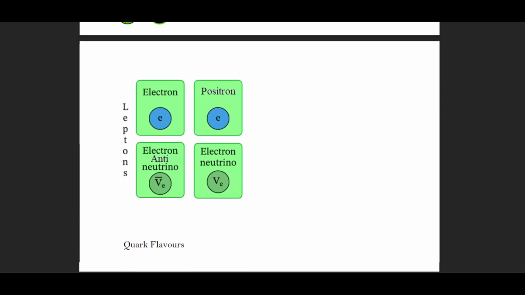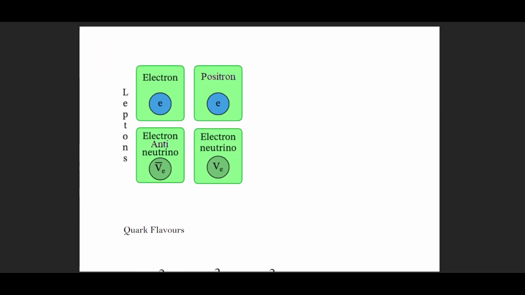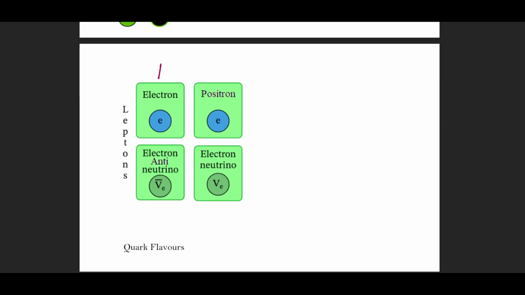You can probably pause the video in these locations and take a screenshot for your own notes, or you can write them down in your notebooks, because I've organized them in such a way. Now you will see that electron is actually beta negative, and positron is actually beta positive. What is the difference between them? They have the same mass, but opposite charges. So electron is matter and positron is antimatter.